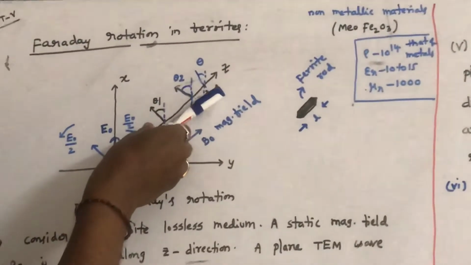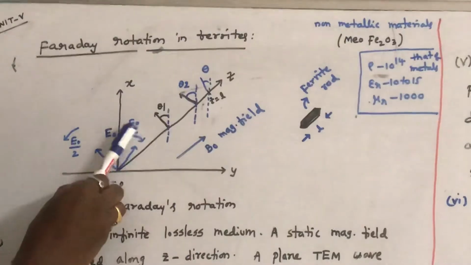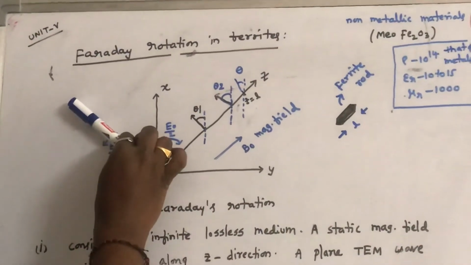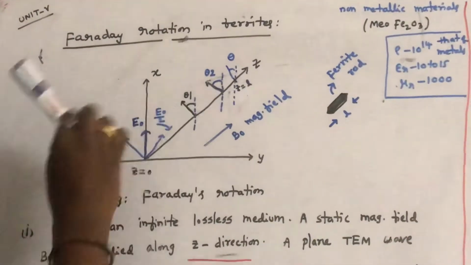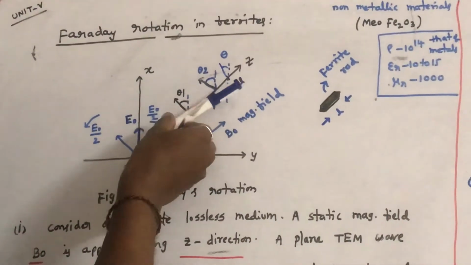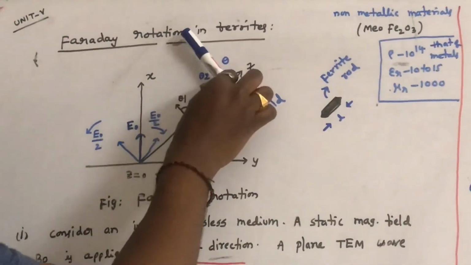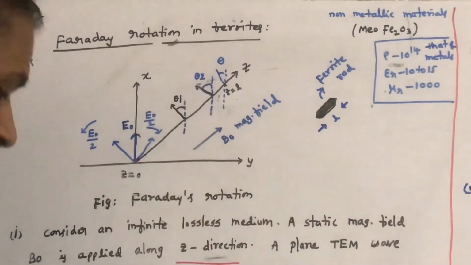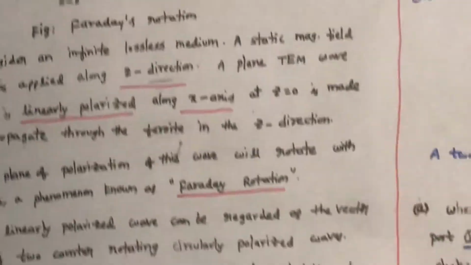This ferrite material offers different characteristics to the right circularly polarized wave and different characteristics to the left circularly polarized wave. Due to this, the plane of polarization of the wave changes to an angle θ when it reaches z equal to L. So that is what we have mentioned here.